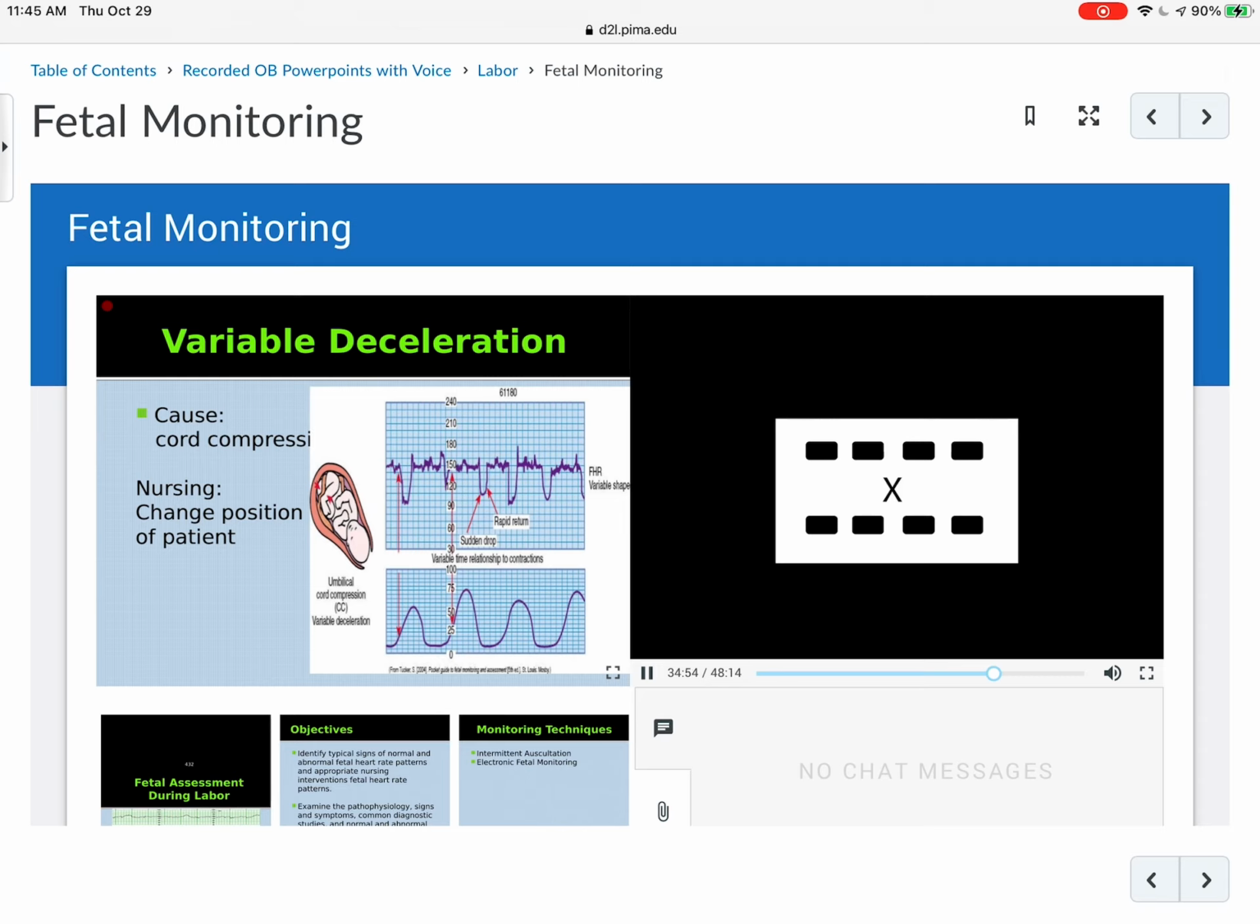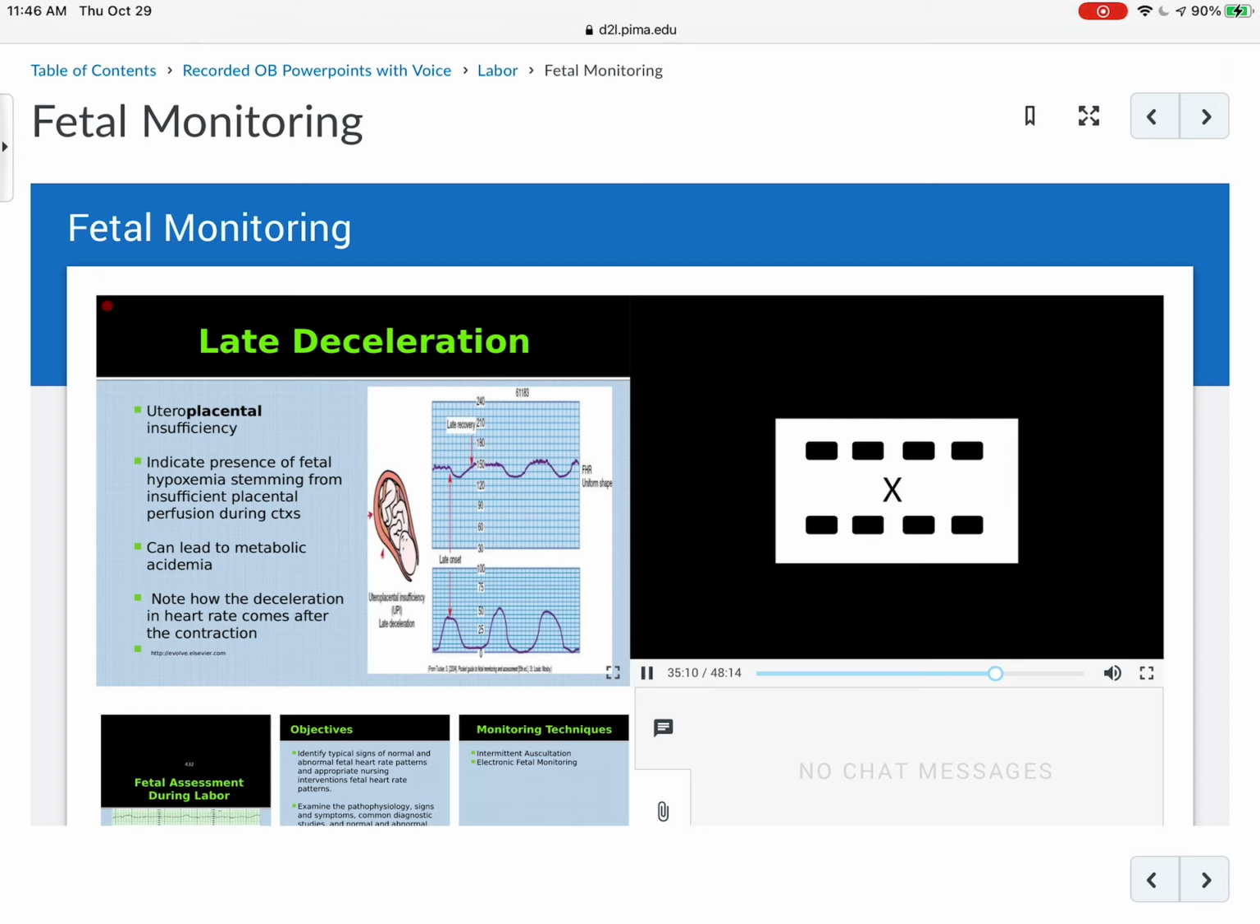I did have a baby who had variable decelerations periodically throughout her whole labor. No matter what position, they were still there. The baby came out holding the cord and occasionally squeezed it to cause a deceleration. Again, it's cord compression. Just change the position of the mom.